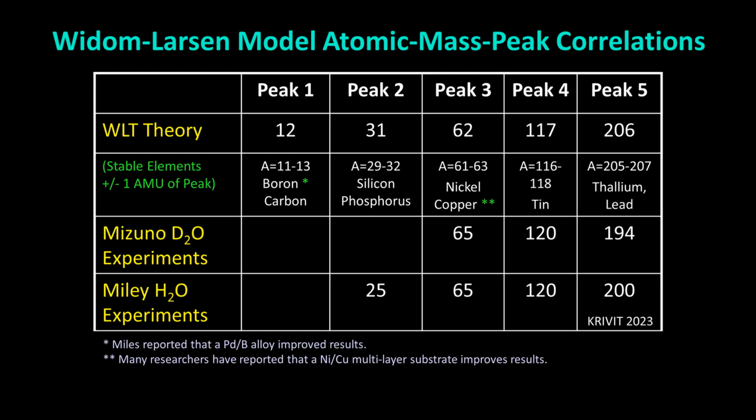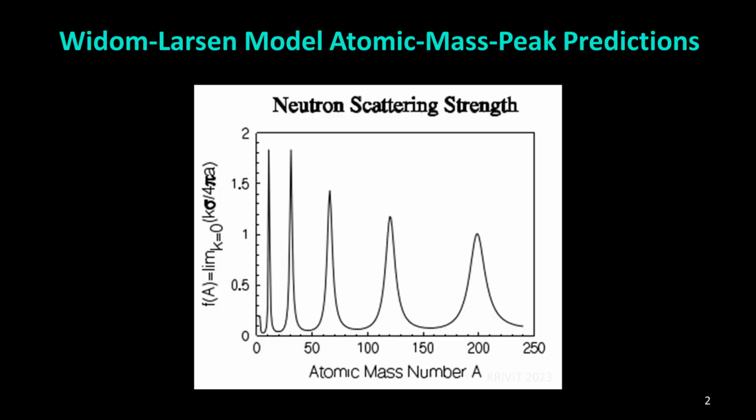It predicts transmutation products across the periodic table with the highest concentrations at atomic mass peaks around 12, 31, 62, 117, and 206. The theory also shows a strong correlation to the peaks that Tadahiko Mizuno measured in his heavy water experiments and the peaks that George Miley measured in his light water experiments. Here are the peaks predicted by the Widom-Larsen theory. These are directly calculated by the Widom-Larsen optical model without adjusting them to fit any experiments.